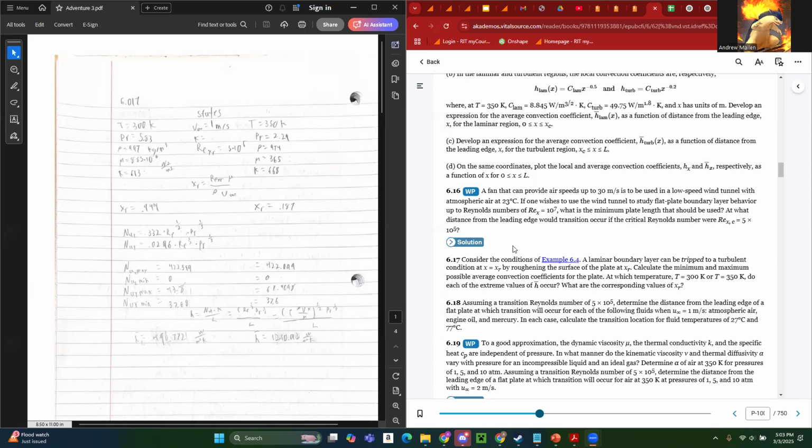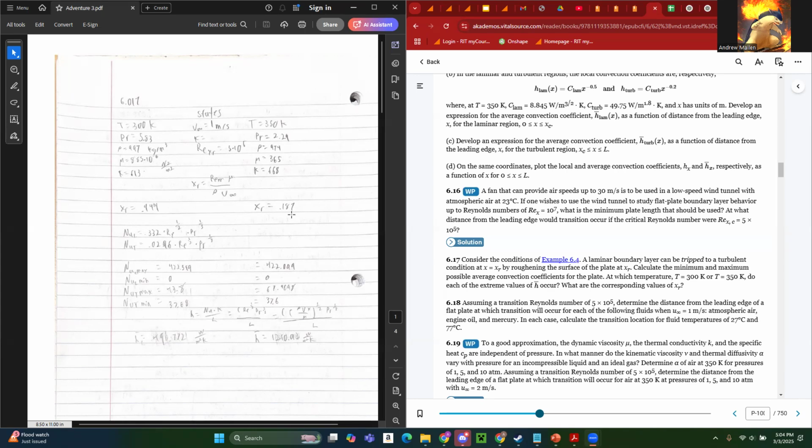So this problem says to consider the conditions of example 6.4 in chapter 6. A laminar boundary layer can be tripped to a turbulent condition at x equals xr by roughening the surface of the plate at xr. Calculate the minimum and maximum possible average convection coefficients for the plate. At which temperature, T equals 300 Kelvin or T equals 350 Kelvin, do the extreme values of h occur? What are the corresponding values of xr?